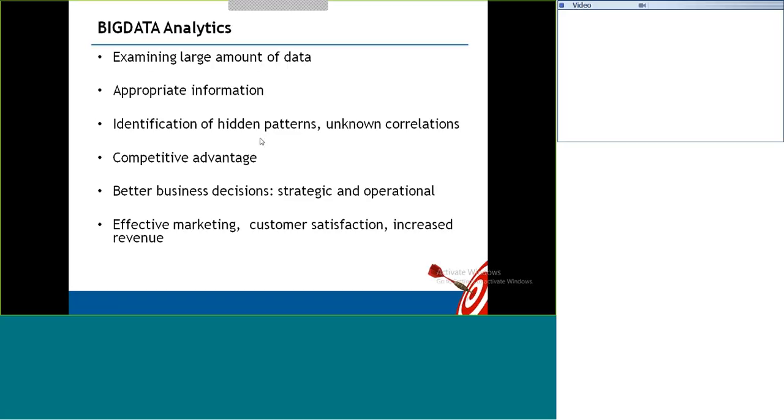And then competitive advantage. When you do analytics on big data, you can come up with good business decisions so that your business will be improved. That way, you make a difference between you and the other competitors in the market. Better business decisions, both strategic and operational. Effective marketing, customer satisfaction, and increased revenues are the outcomes.